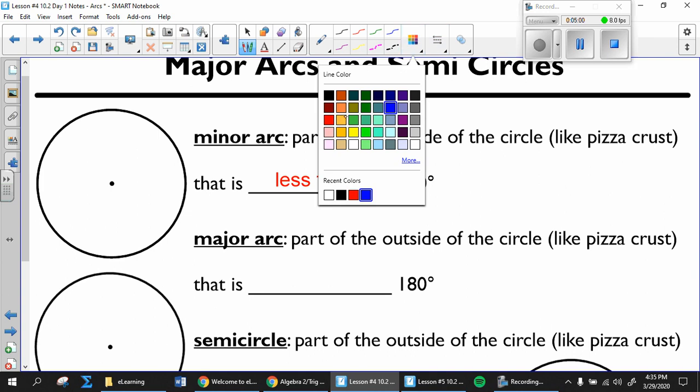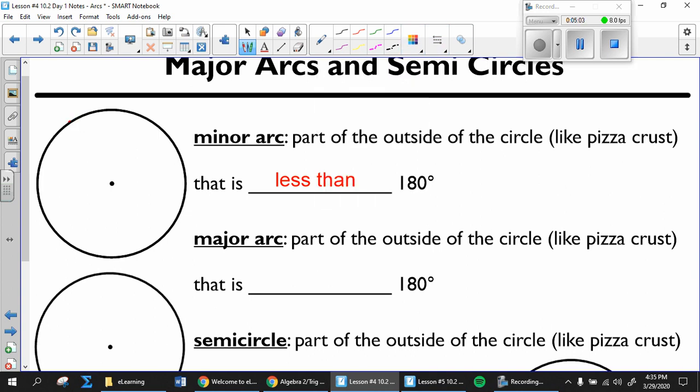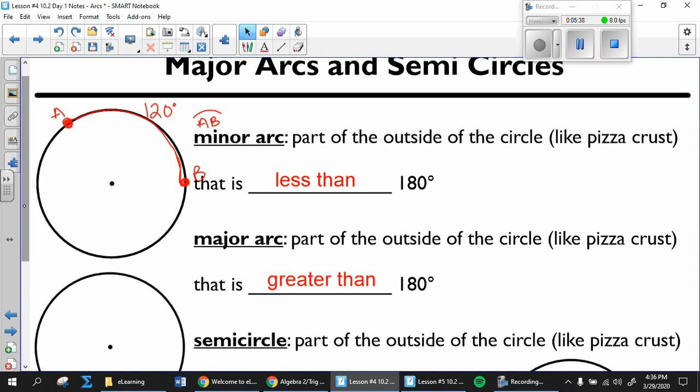So if I'm thinking about a minor arc, again, remember an arc goes endpoint to endpoint around our circle. Okay, so this would be an arc here. Let's label this AB. So that would be arc AB. And it's a minor arc because it's less than 180 degrees. So this central angle here is, let's say, 120 degrees. So the measure of this arc is, let's say, 120. Okay, and so that's a minor arc because it's less than 180. Opposite of that, a major arc is greater than 180 degrees.